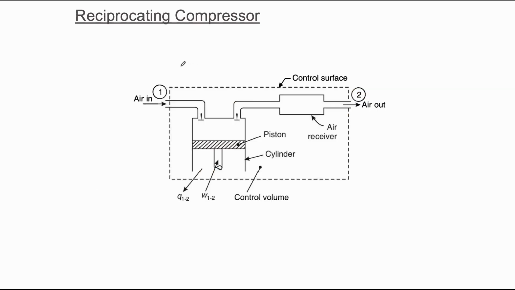The next system to which we are going to apply the steady flow energy equation is the reciprocating compressor. So we can see here there is a piston and a cylinder where the piston is going to compress the air that flows inside because of an external drive which is doing the work of compression here, and the compression is going to be at a very high pressure, so heat will be generated in this case.